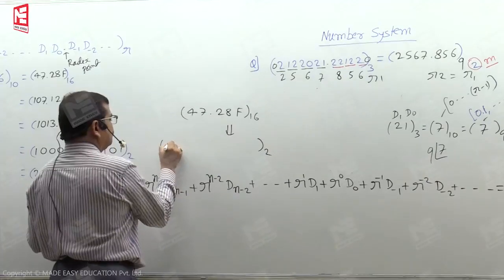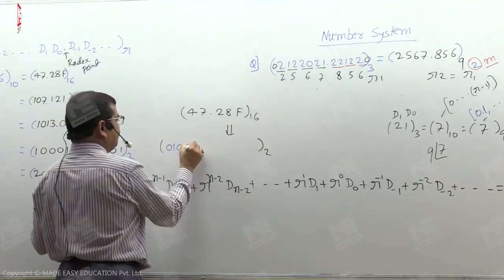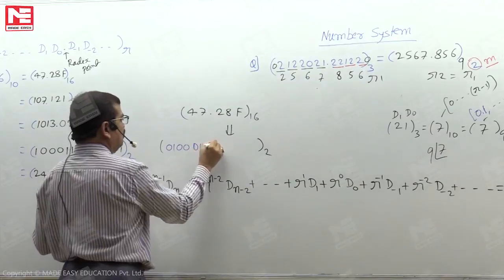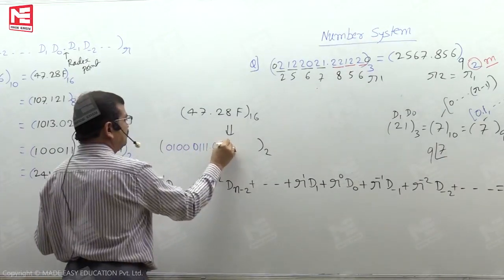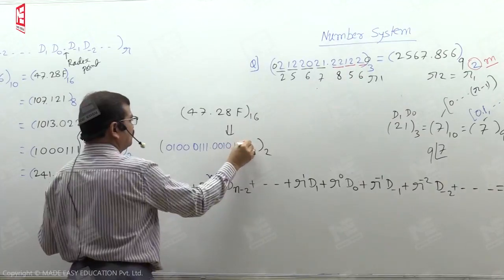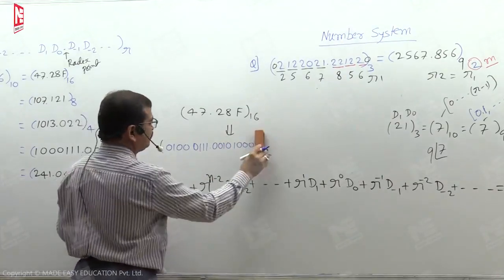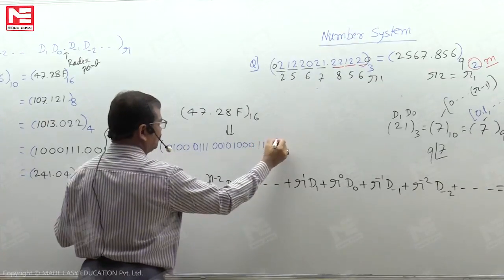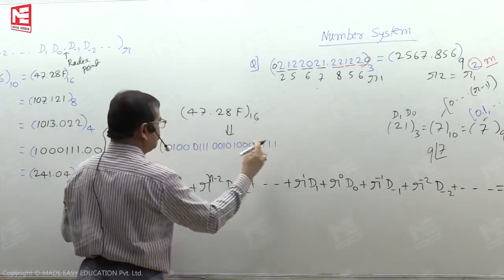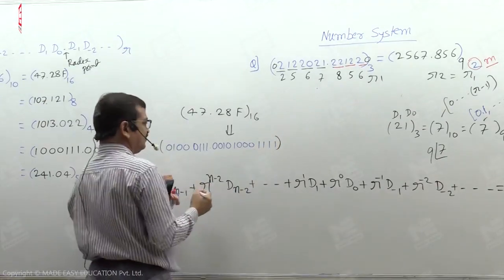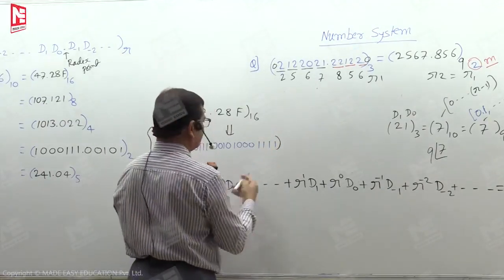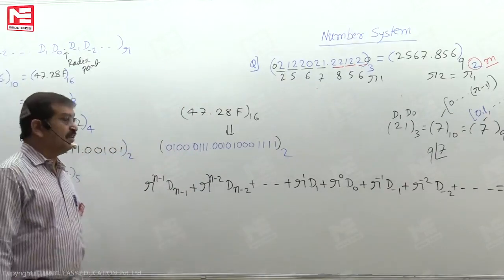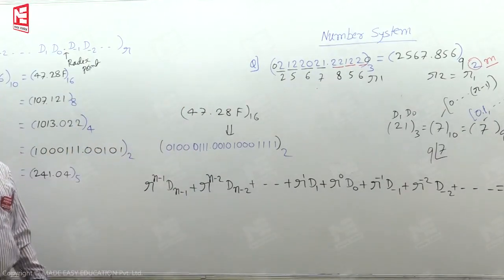4 is 0, 1, 0, 0. 7 is 0, 1, 1, 1. 2 is 0, 0, 1, 0. 8 is 1, 0, 0, 0. F is all the bits are 1. So this is the equivalent binary number for this hexadecimal number.